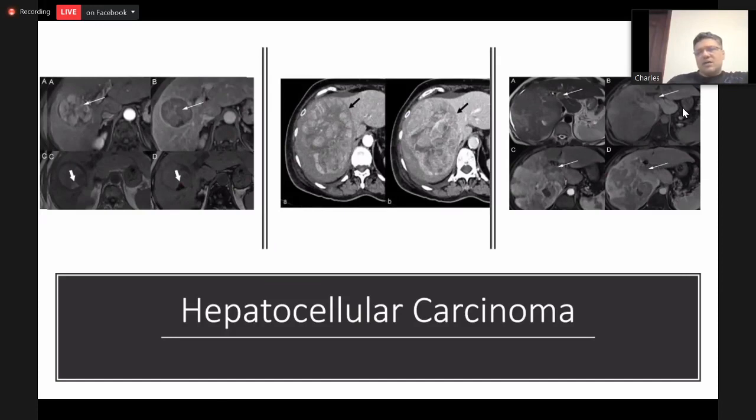So, I think a thrombus that is continuous with the lesion, even if it doesn't show arterial enhancement or venous washout, has to be taken as a tumor thrombus unless otherwise proved. I think that's very clear right now. So how to differentiate between regenerative nodule and dysplastic nodule?